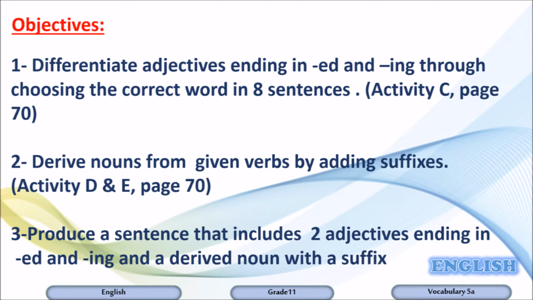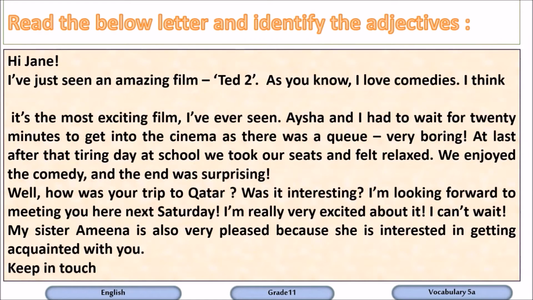Second, you will derive nouns, or form nouns, from given verbs by adding suffixes, activity D, page 70. And finally, you will produce a sentence, or make a sentence in your own words, that includes two adjectives ending in -ed and -ing and a noun with a suffix.